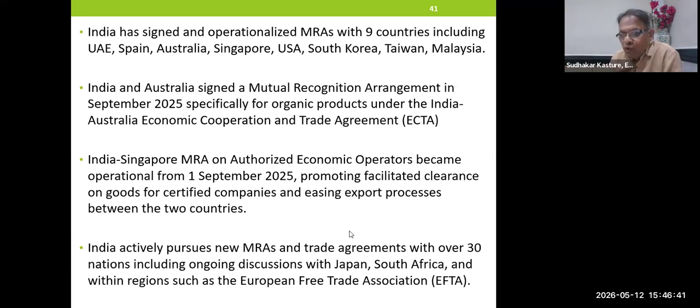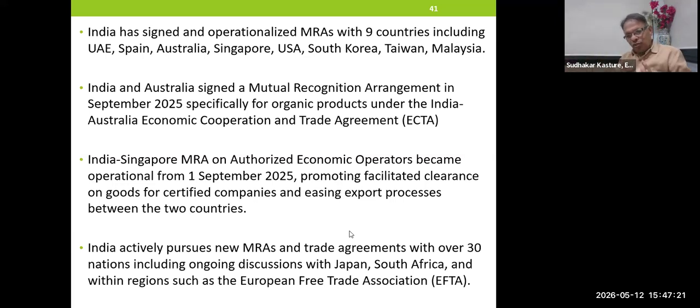India and Australia signed a mutual recognition agreement in September 2025, and we are negotiating with over 30 nations, including Japan, South Africa, and various regions such as the European Free Trade Association. In other words, inspection of your cargo based on the national laboratory certificate is accepted. And if you are a Tier 2 or Tier 3, as I told you, physical examination of cargo will also not be required.